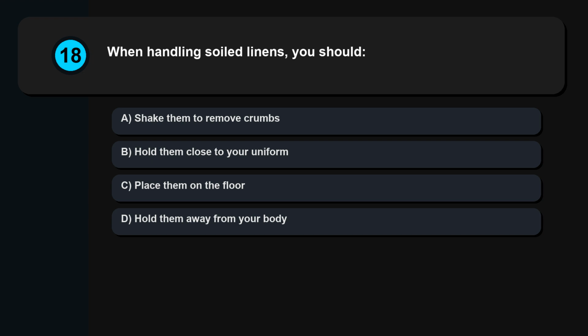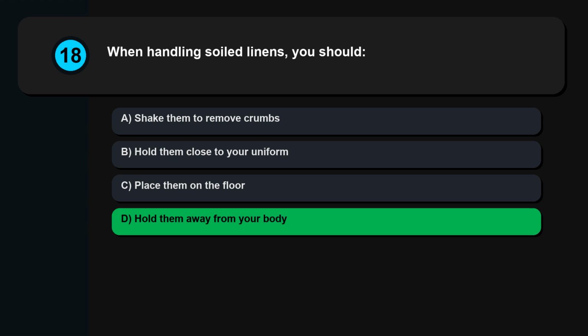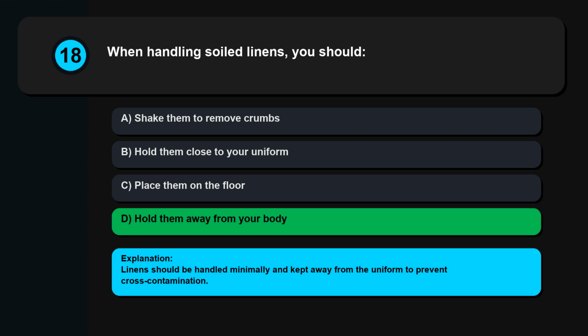Question 18. When handling soiled linens, you should shake them to remove crumbs, hold them close to your uniform, place them on the floor, or hold them away from your body. Linens should be handled minimally and kept away from the uniform to prevent cross-contamination.